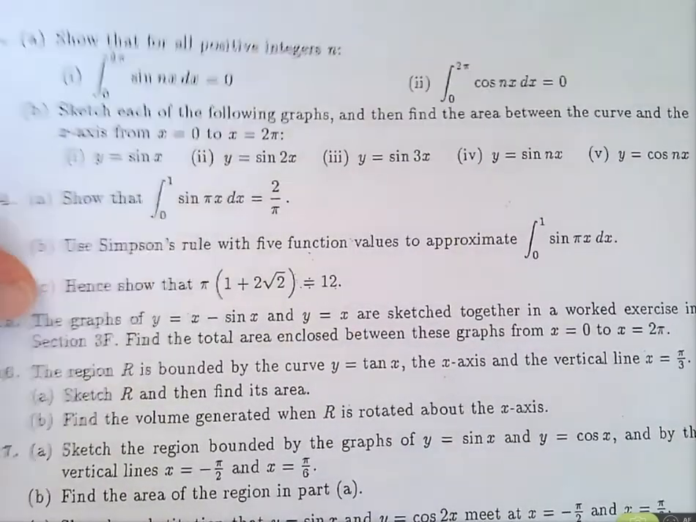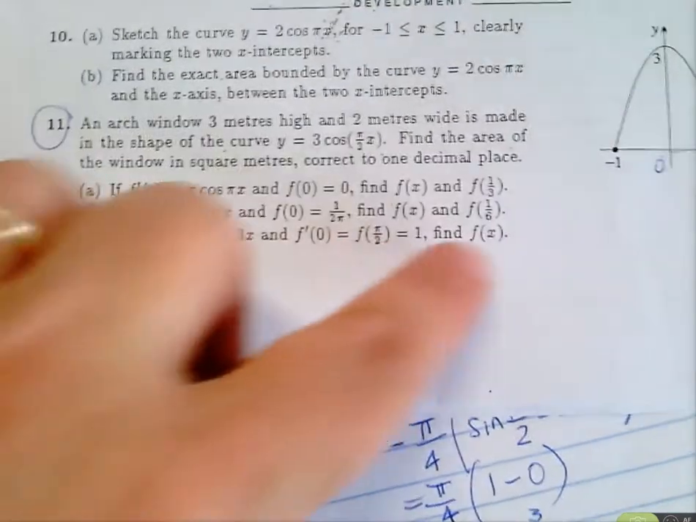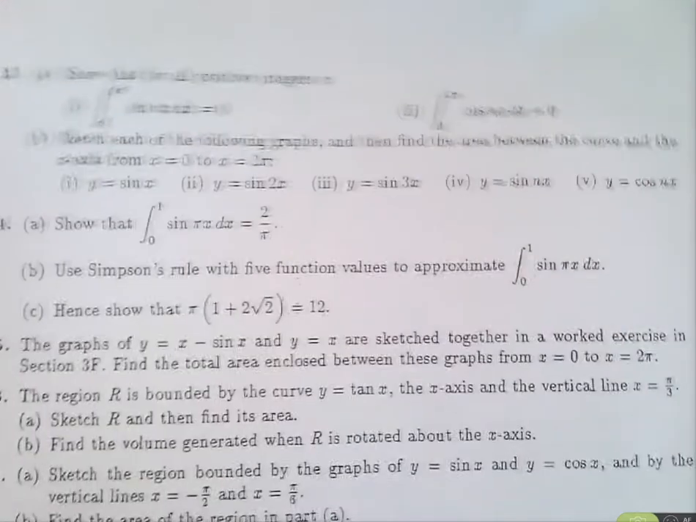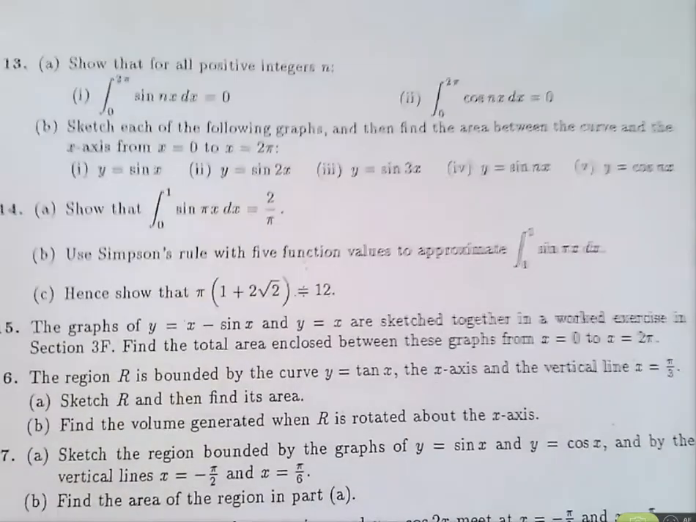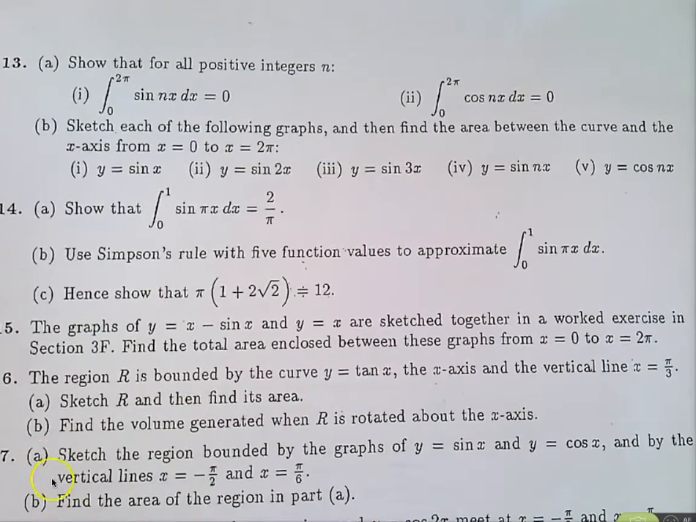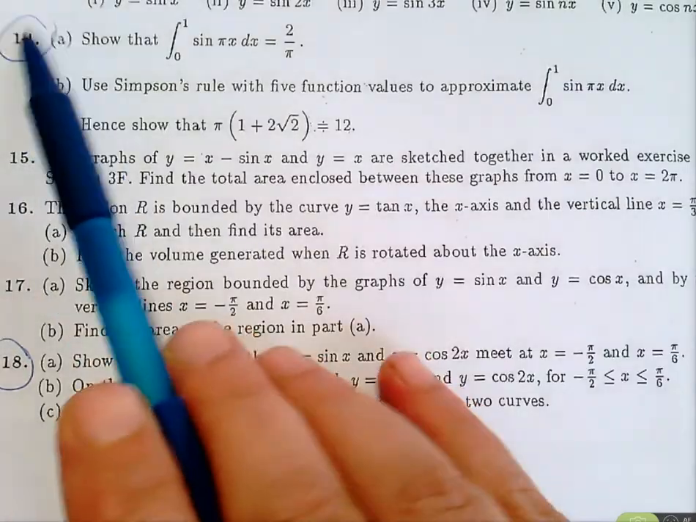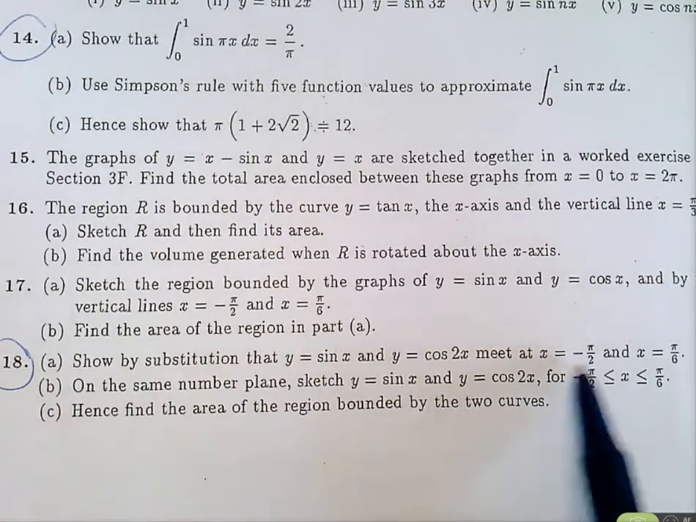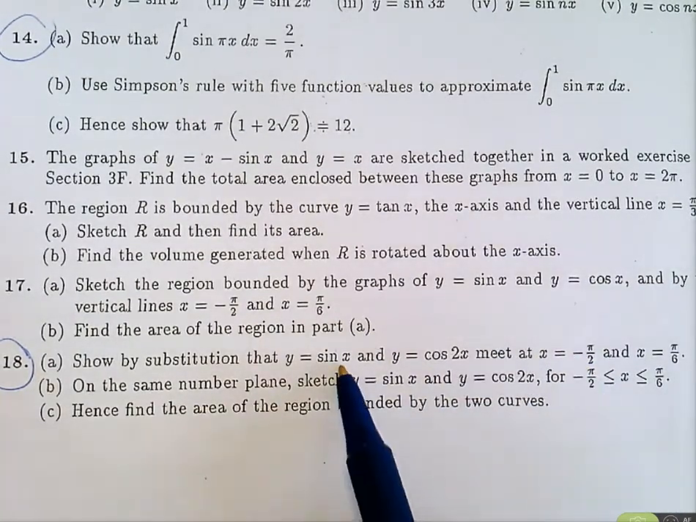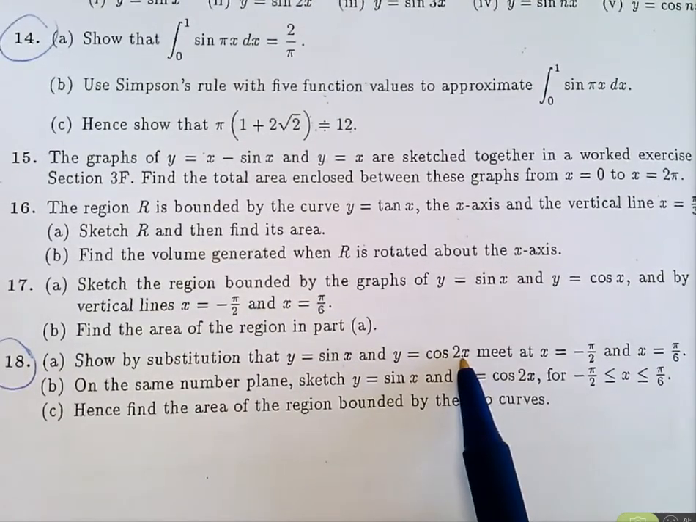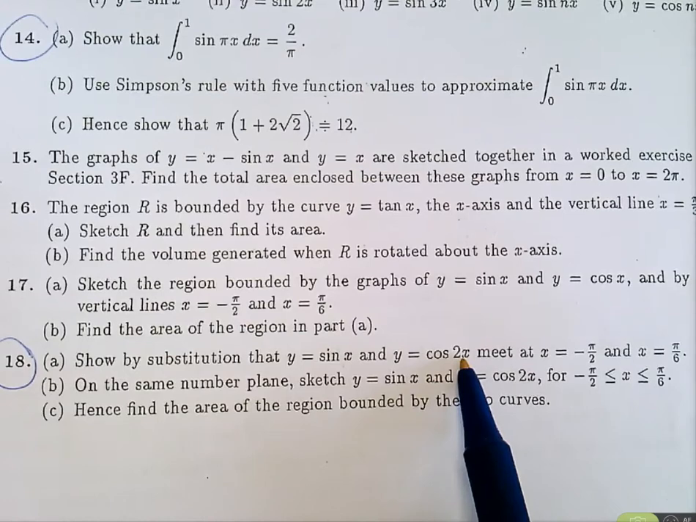Yes. Do you want it? If you want, for C, you would integrate twice. All right? If you want, you can do C. 13. 14, all of it. 18. No, just by substitution, in other words, put x is negative pi and 2 into that. Do you want to do that one now? We can.